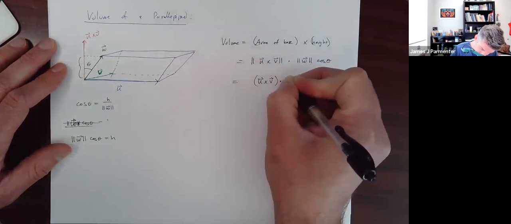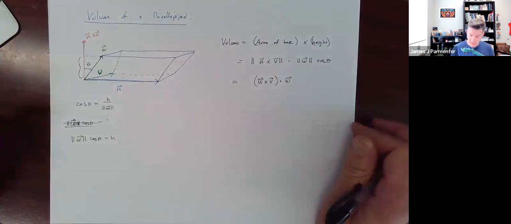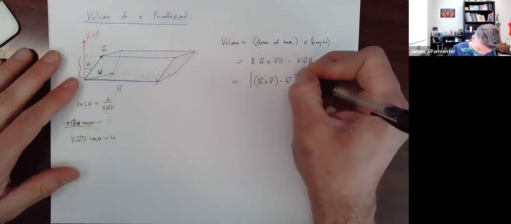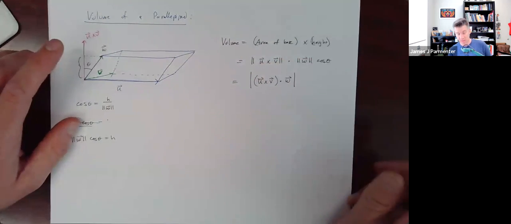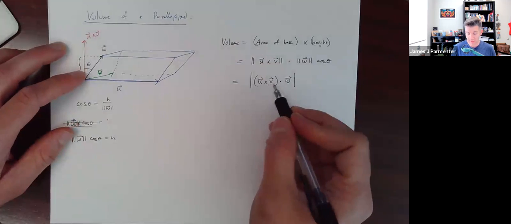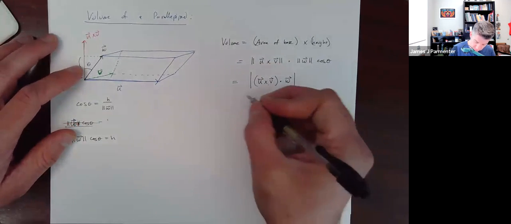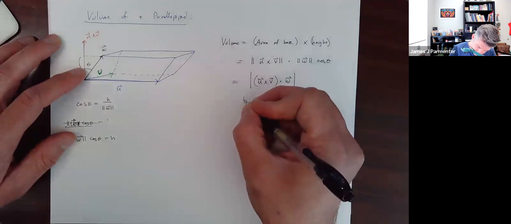This is really equal to U cross V dotted with W. The problem is, though, that sometimes when you do a dot product, things are in the wrong order, and the dot product ends up being negative, but a volume should always be positive. So we're going to slap some absolute values around it. And they are absolute values because U cross V is a vector, W is a vector, but then their dot product is a scalar. And this is called the triple scalar box product.